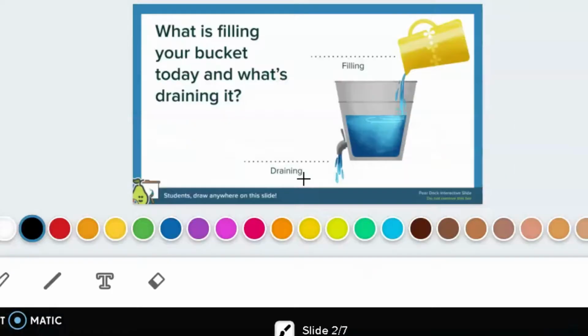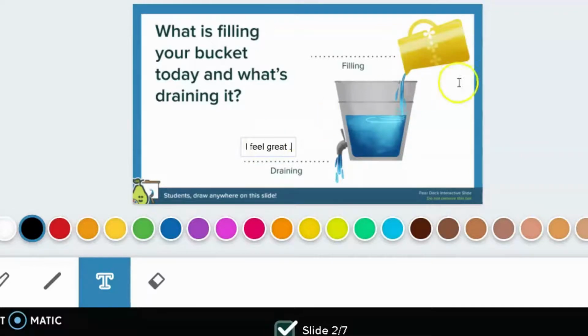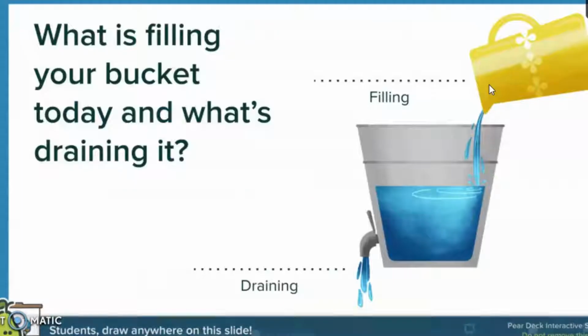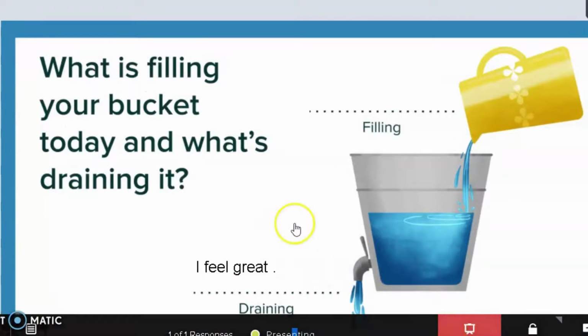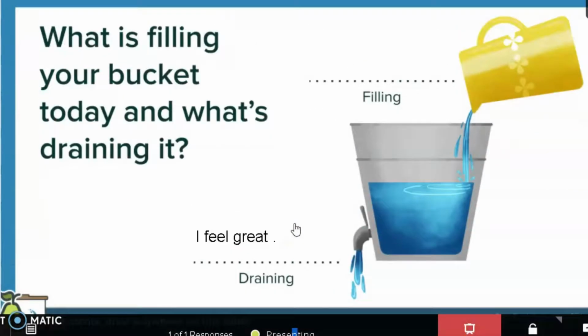Let's see what students are going to see, okay? They can add some text right here. I feel great, okay? That's it. And let's see what I'm going to observe as a teacher. I can see over here that it says responses. Right here, there is a section that says responses, right at the bottom. And when I click show responses, I can see what my students are doing.